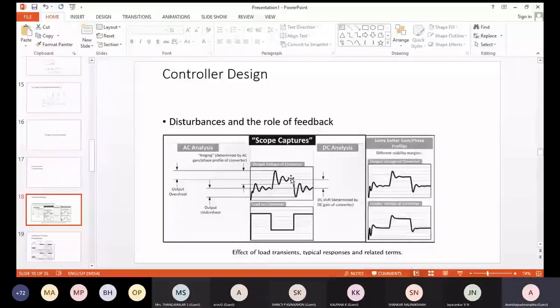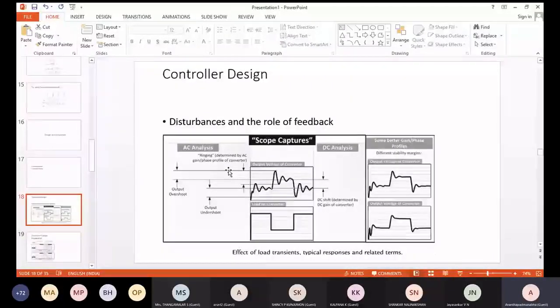Okay, it shouldn't have come. It should have maintained here itself. That means whenever there is a load disturbance, there may be some oscillations at first, but then once again the same steady state operating point. Suppose you have designed an excellent control, there may be some oscillations, and then once again the same steady state operating point. Okay, but here what is happening? There is a shift. That shift is determined by the DC gain of the converter. Whereas the oscillation is determined by the gain versus phase profile of the converter.